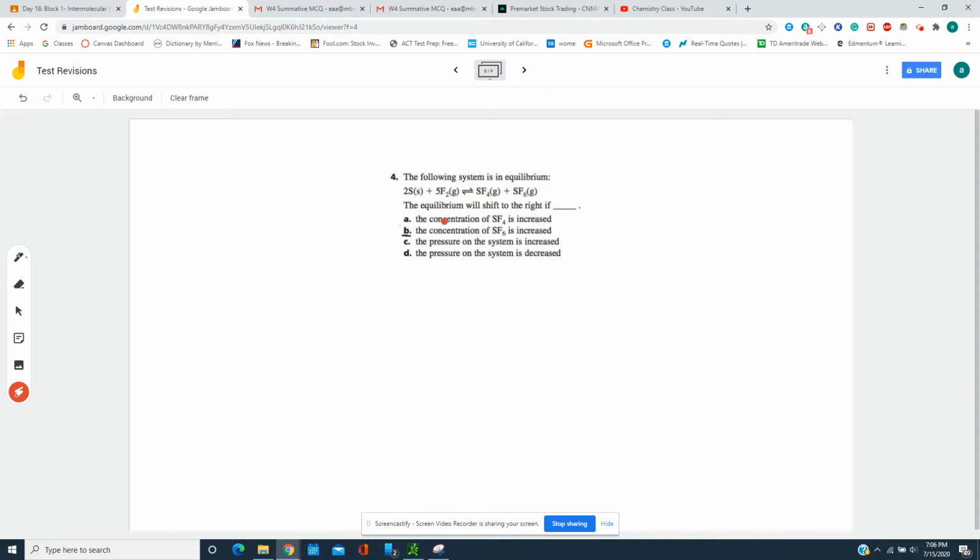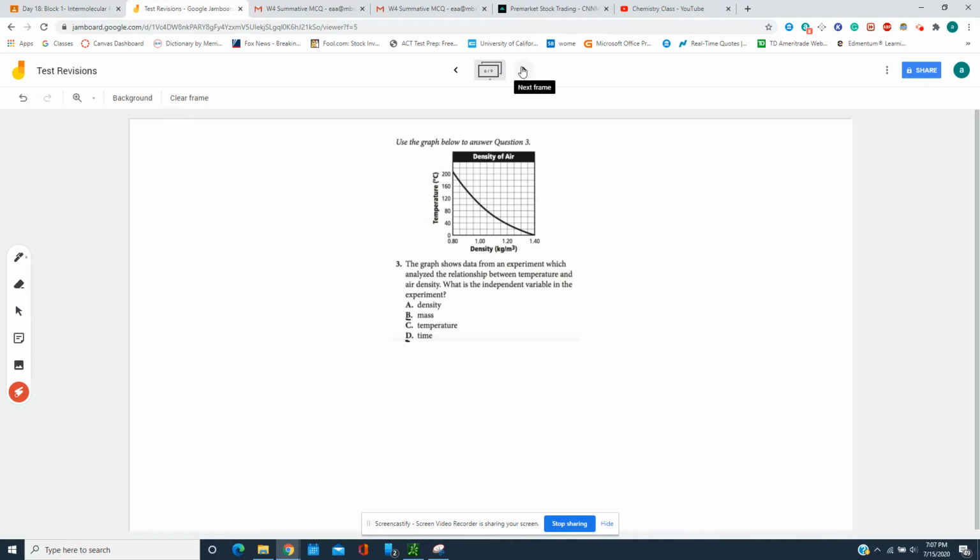The following system is in equilibrium. The equilibrium will shift to the right if, okay. So according to Le Chatelier's principle, what he said was that if you add concentration or substance to the product, the equilibrium will shift to the right, and then it's pretty much vice versa. So the answer right here is the concentration of SF6 is increased.